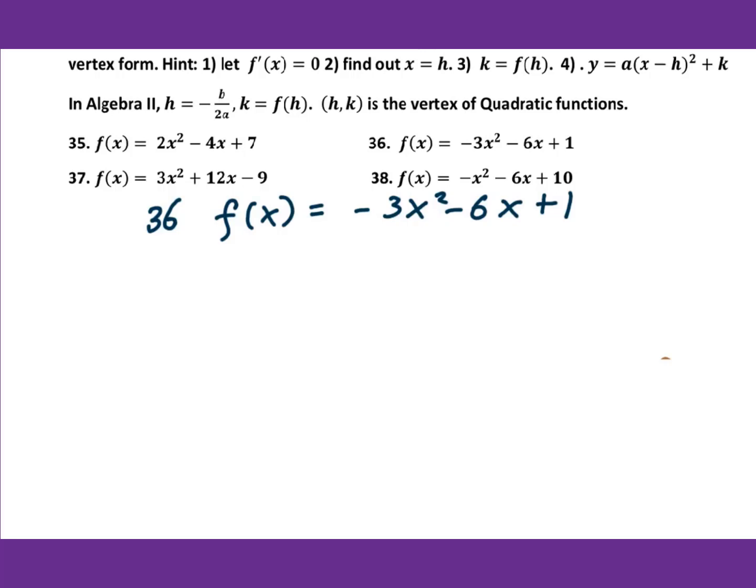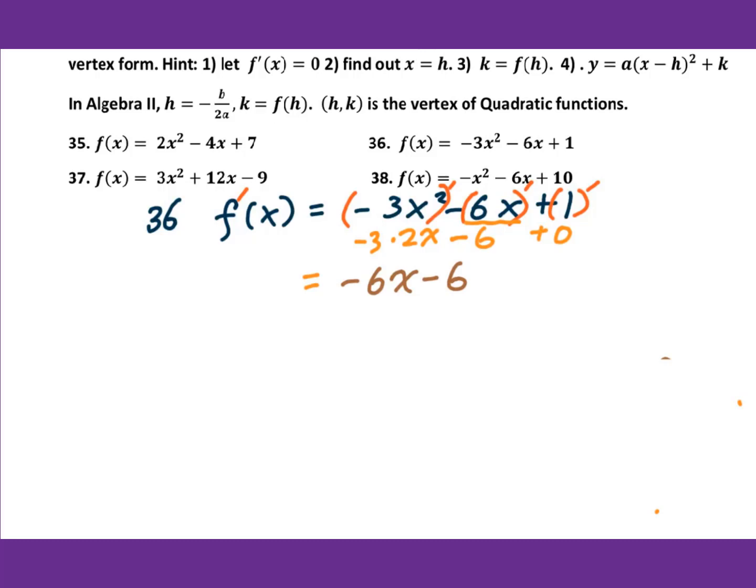Now we use a derivative to figure out the vertex form. First of all, we take the derivative of this function. Therefore, we take the derivative of each term, then use the power rule. The derivative of x squared is 2x, so negative 3 times 2x. The derivative of a linear function is the slope, so minus 6. The derivative of a constant number is 0. Therefore, we got negative 6x minus 6.